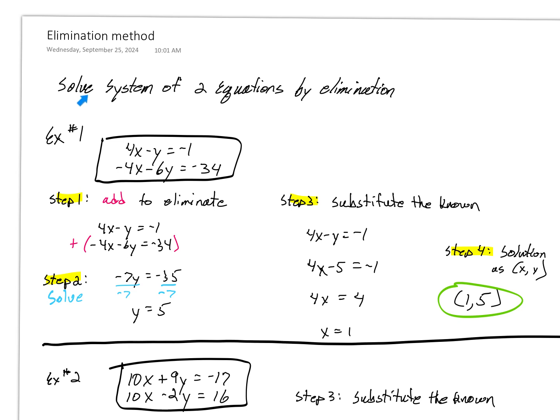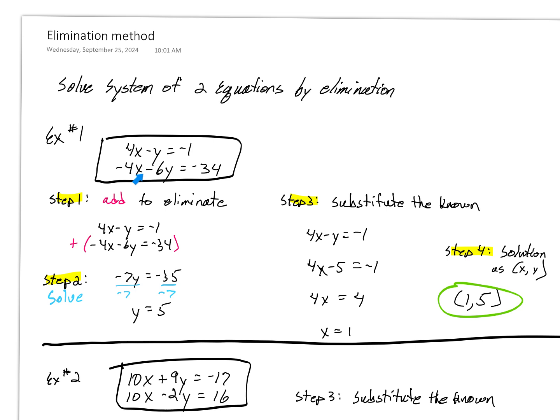In this video lesson, we're going to be solving a system of two equations by elimination. So we are going to eliminate one of the variables. So here's example one. We have these two equations that we're looking at. The first one, 4x minus y equals -1. And the second one, -4x minus 6y equals -34.